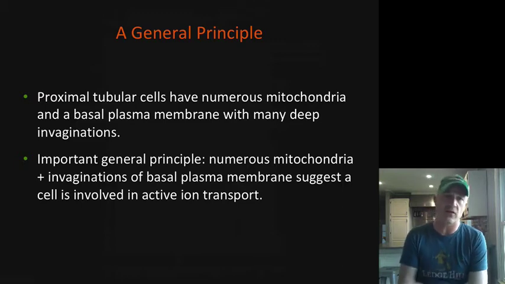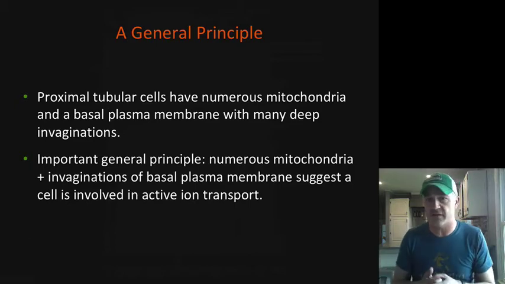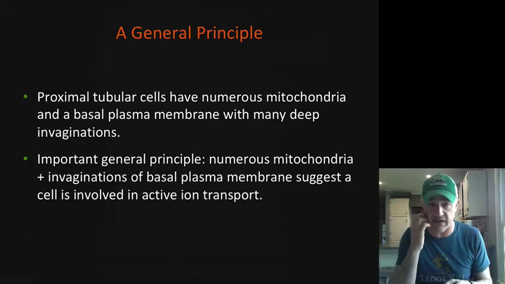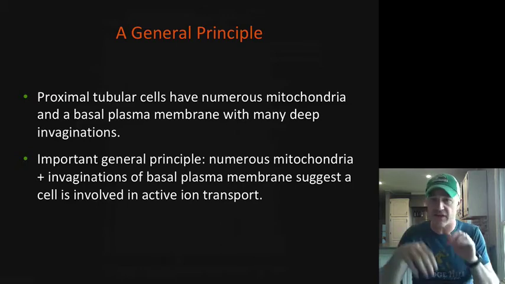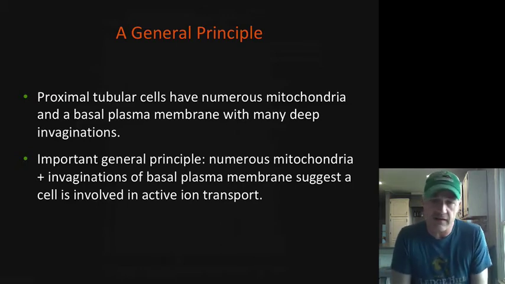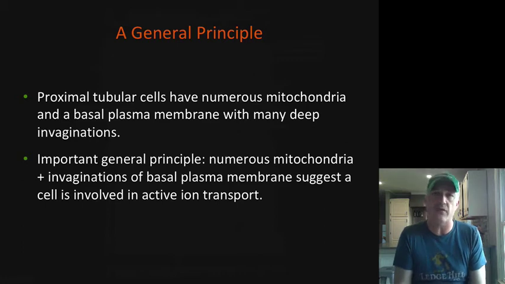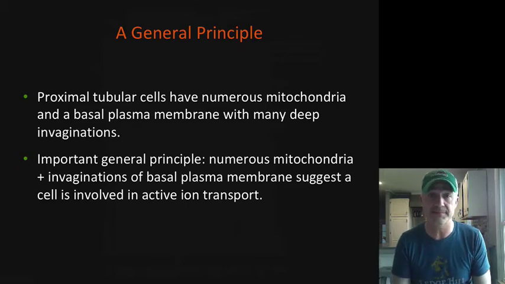Like it says here also, proximal tubular cells have lots of mitochondria like we were already saying, and the plasma membrane has a lot of invaginations. That mitochondria is a lot about the fact that we're pumping a lot of sodium ions, among other things, through these cells in order to reabsorb a lot of that.